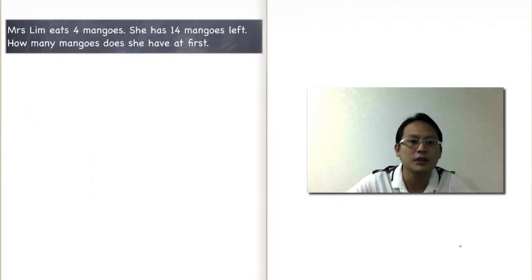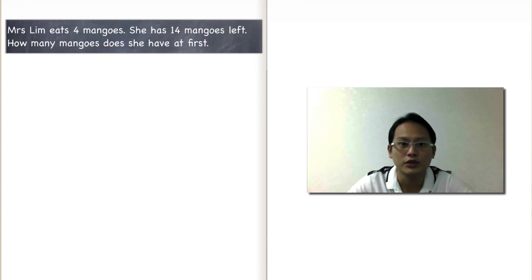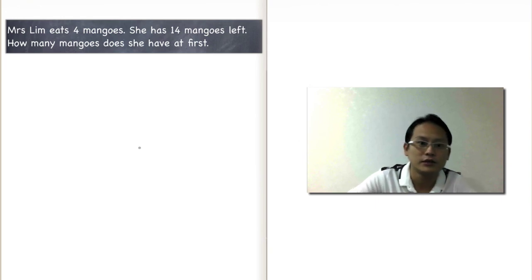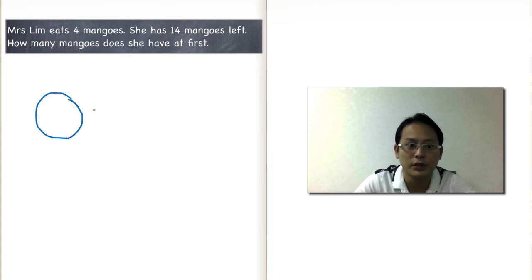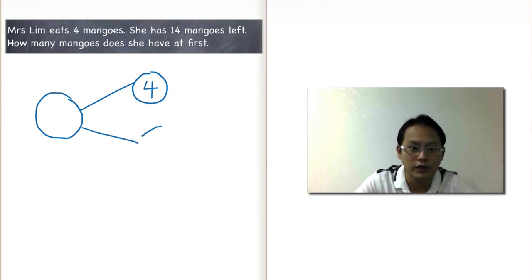Mrs. Lim eats 4 mangoes. She has 14 mangoes left. How many mangoes does she have at first? This is actually also the same. We do not know everything, we do not know the original number, but we know that one of the parts is 4. Mrs. Lim ate 4 mangoes, and then we know that after that she is left with 14.